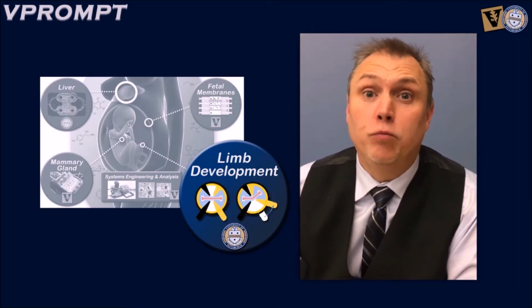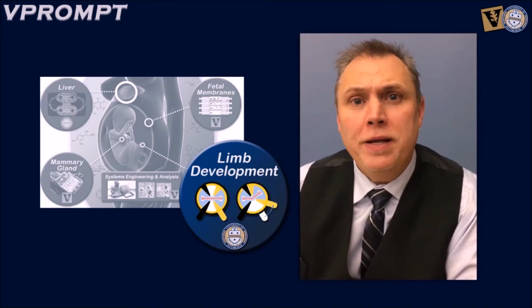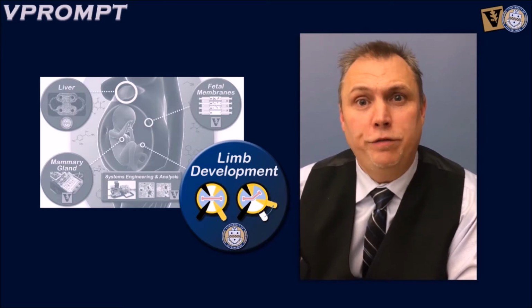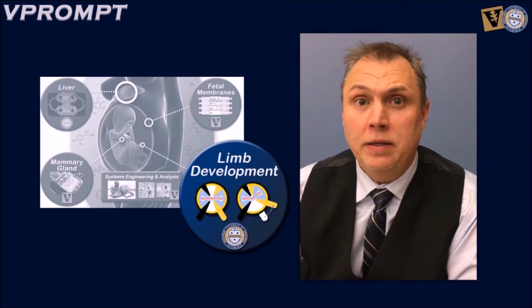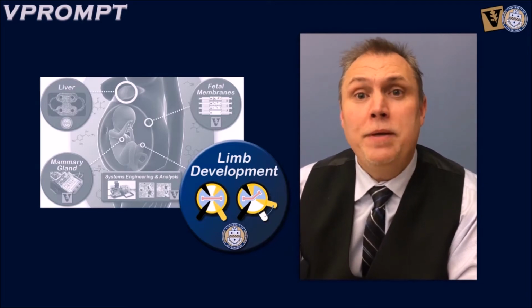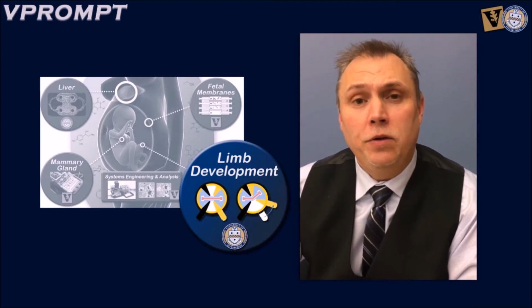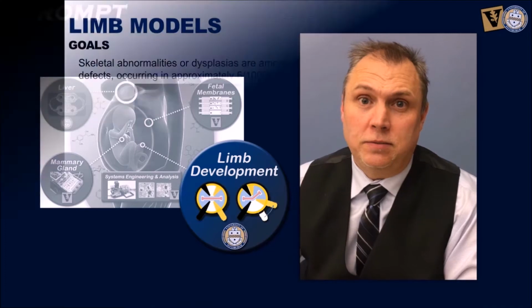Our goal is to develop robust, in vitro, three-dimensional OCMs with adult human mesenchymal stem cells. So first, examine critical phenomena in embryonic limb development that may be targets of teratogens, and then test their susceptibility to perturbation by known and unknown environmental toxicants.